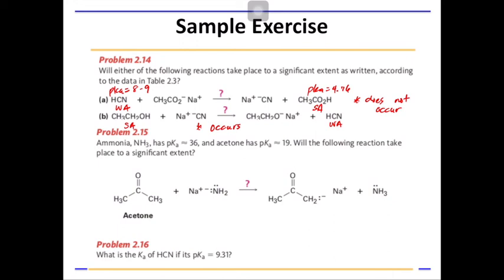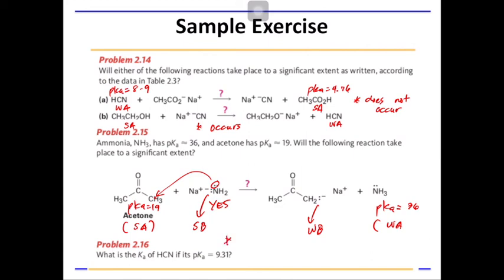Okay, let's have another example here. Ammonia has a pKa of 36 and acetone has a pKa of 19, meaning acetone is a stronger acid and ammonia is a weaker acid. Will sodium amide be able to deprotonate this hydrogen? The answer is yes. Sodium amide is a very strong base, and it produces a weaker base. So basically, a strong acid produces a weak acid, and a strong base can produce a weak base, but not the other way around. So this reaction is possible, or it occurs. Let's have some more examples.